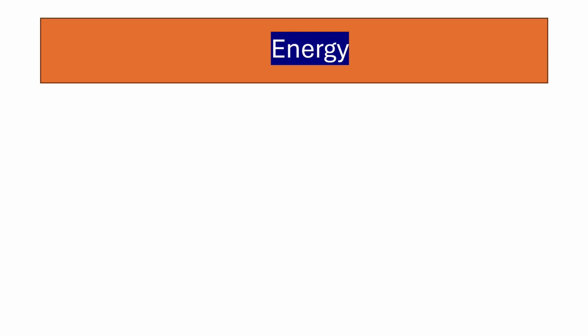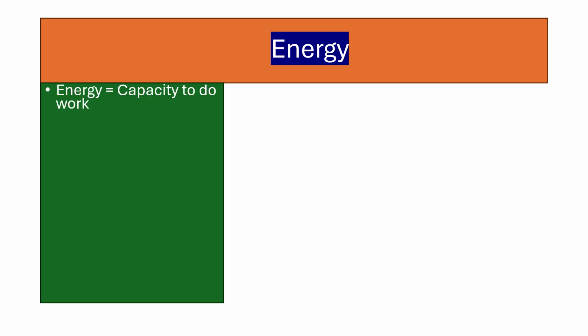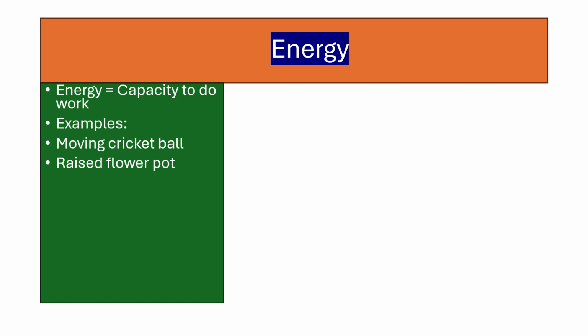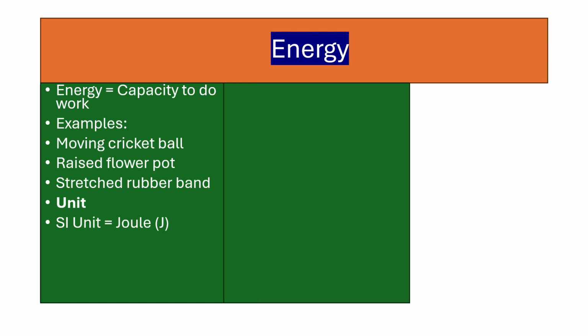Now what do you understand by the term energy? Energy means capacity to do work. For example, a moving cricket ball, a raised flower pot, a stretched rubber band. So what is the unit? The unit is joule. Likewise for work done also the unit is joule.